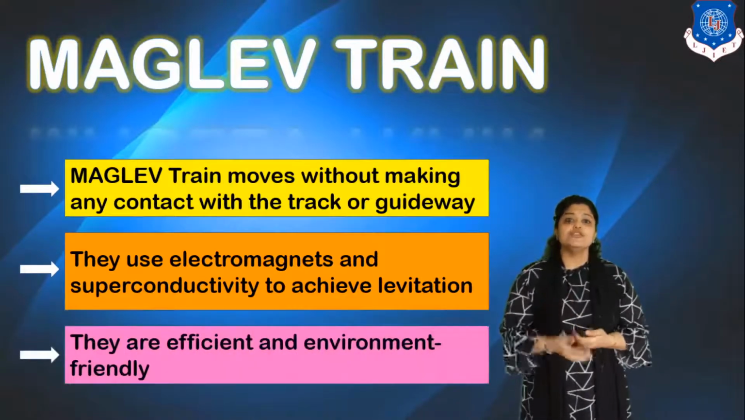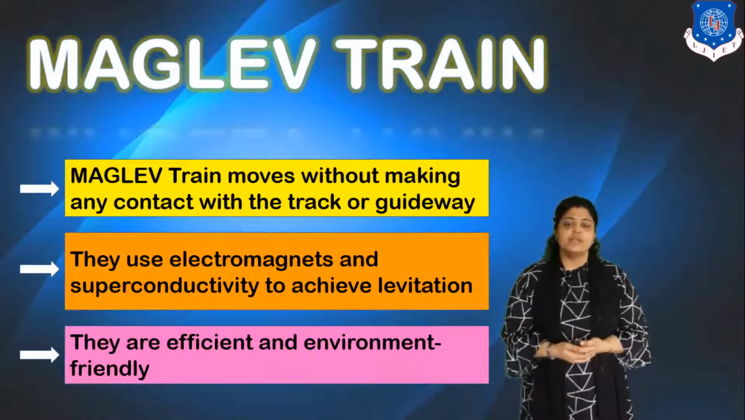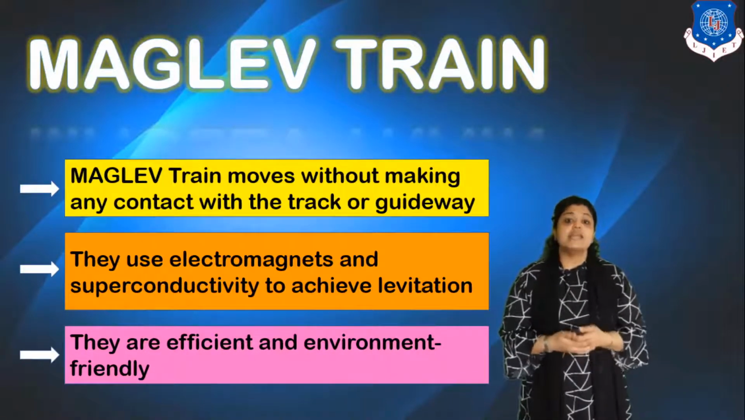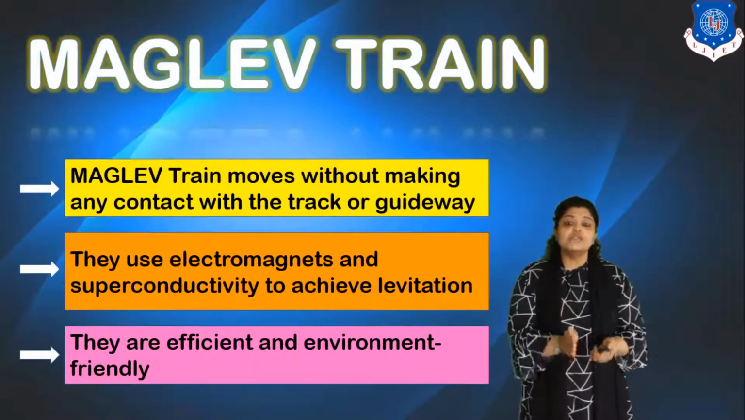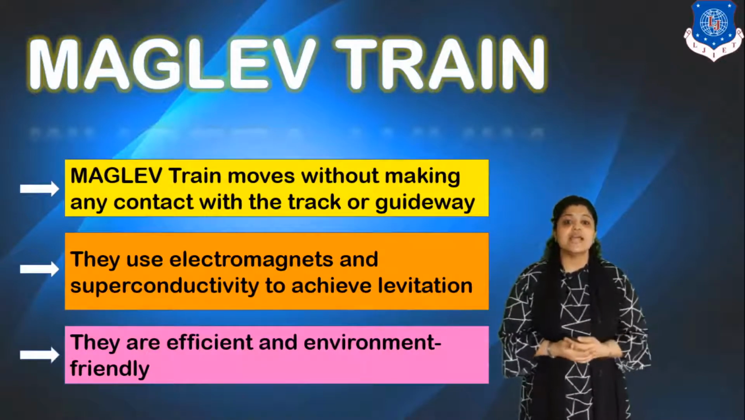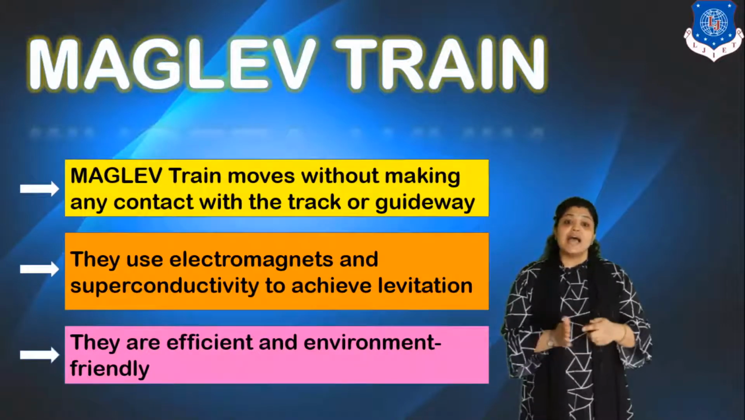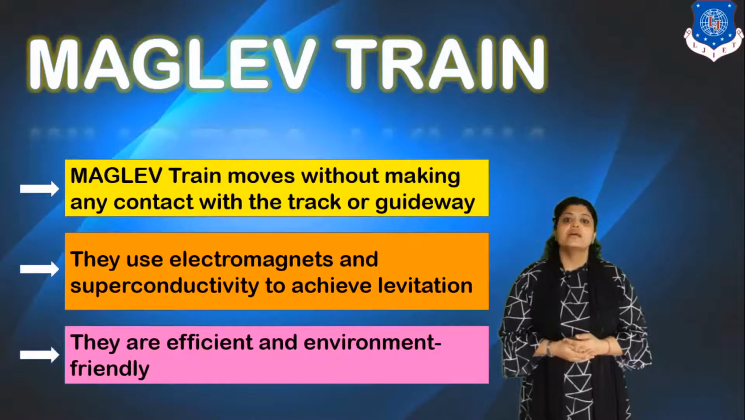What is the benefit of using these trains? They are more efficient and they are environment friendly. Why do we say they are efficient? They are efficient because there is no contact and so there is no friction between the train and the track. And that is the reason very high speeds can be achieved. Speeds as high as 500 kilometers per hour are achieved with the help of maglev trains.